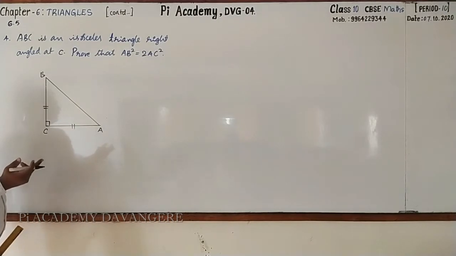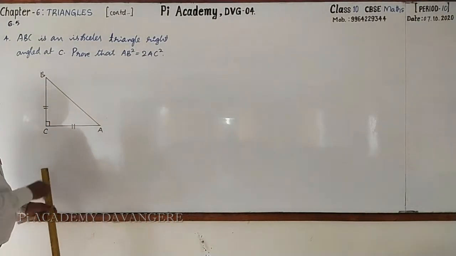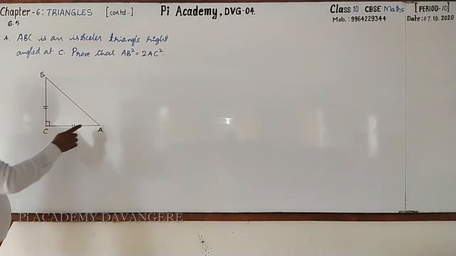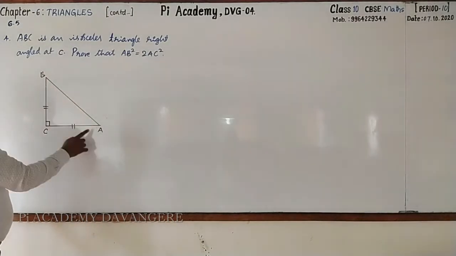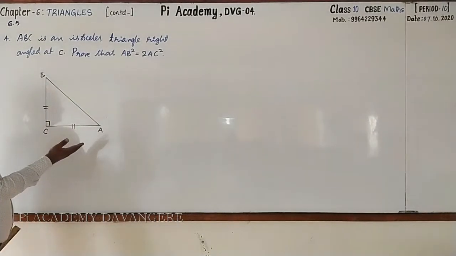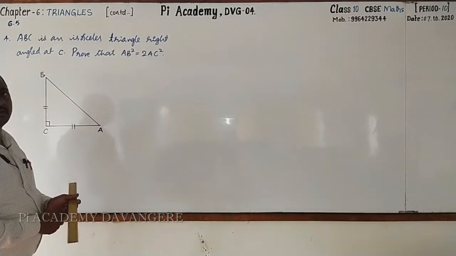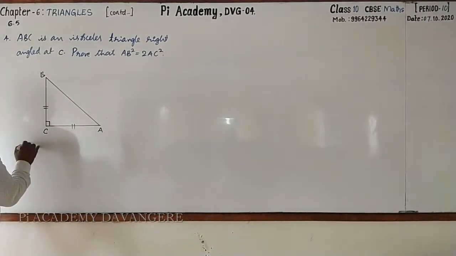Is it not simple? So simple. Because as it is a right angle triangle, you can go for using Pythagoras theorem. AB square equal to AC square plus BC square, where BC is nothing but AC. So AC square plus AC square, 2AC square. Yes, start writing with me.